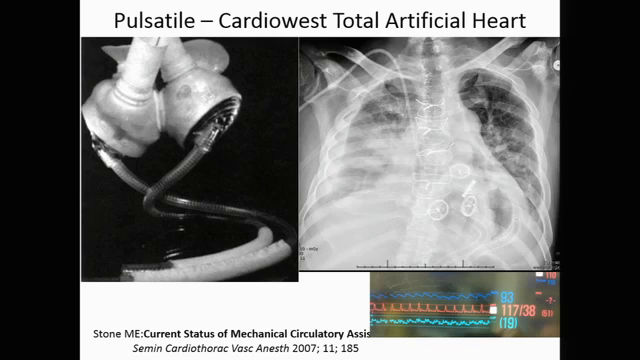On the right side is a chest x-ray of one of our patients that actually had one of these devices in. I don't know if you can see it well here. Here's my pointer, I guess. You can actually see the valves of the device and basically air where there used to be heart in this patient. On the bottom of the screen right here is what the monitor looks like.